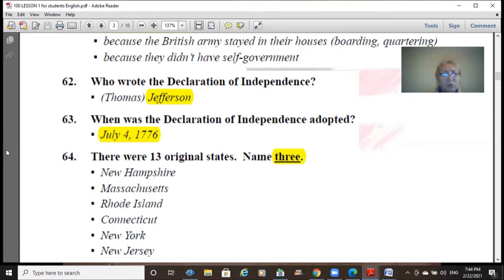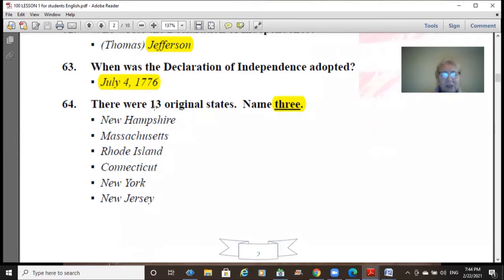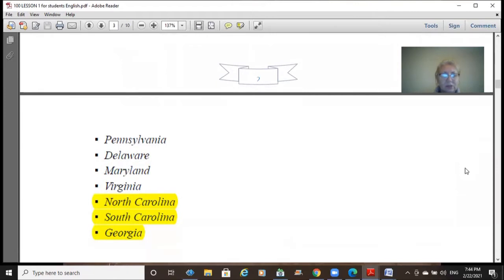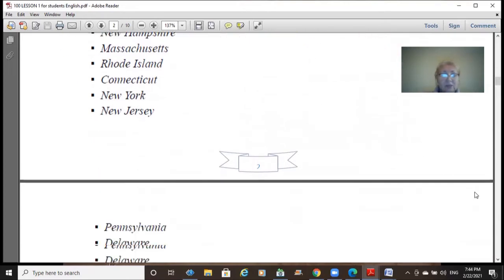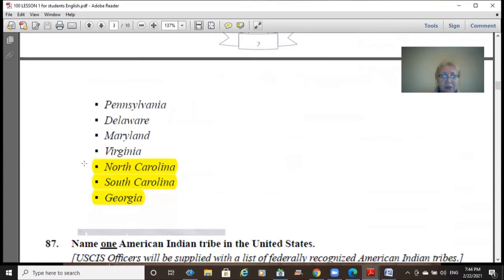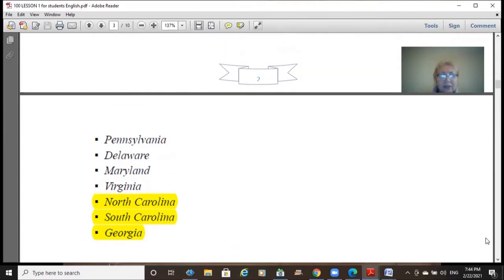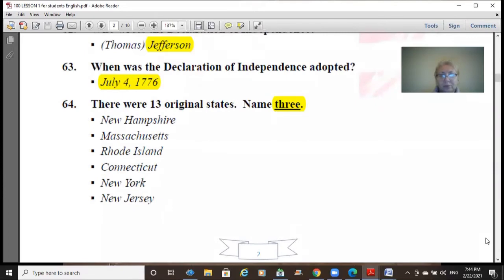Number 64, there were 13 original states, name 3. And I give you the names of all 13. If you scroll down, you're going to see the rest of them. Okay, all 13. But you need to name just 3, and I picked the last 3 for you. I highlighted them in yellow. North Carolina, South Carolina, and Georgia. But if you think any other 3 is easier to remember, please feel free.